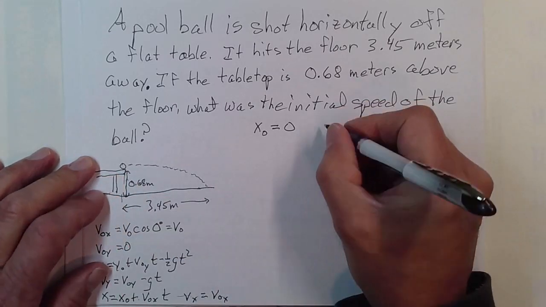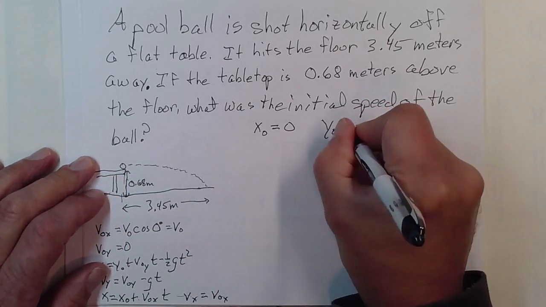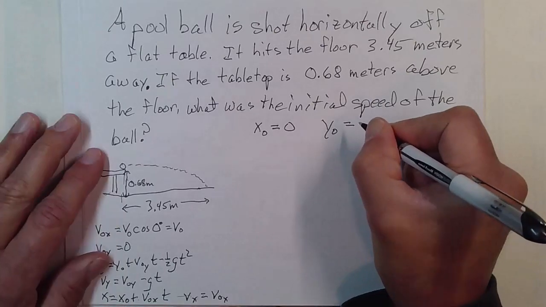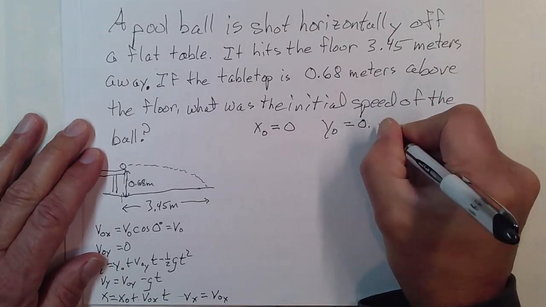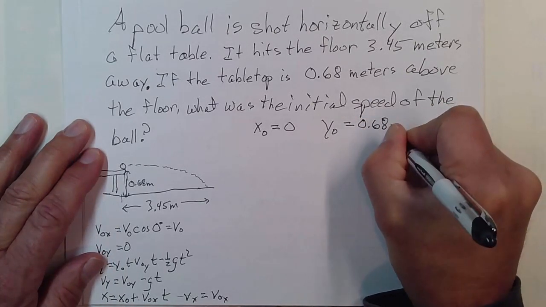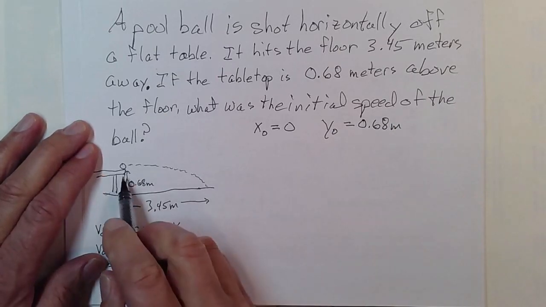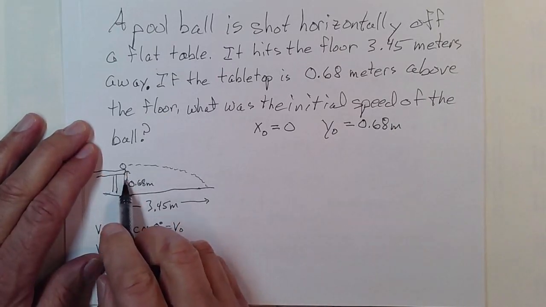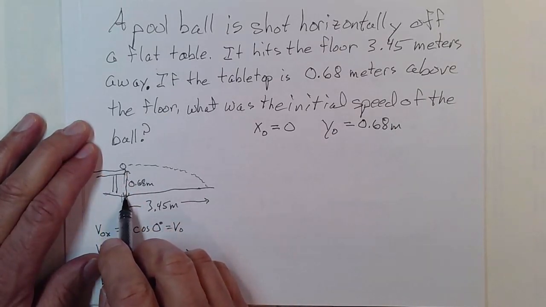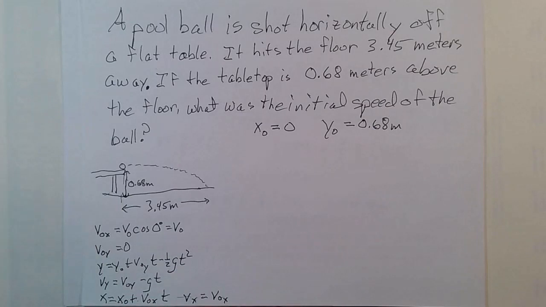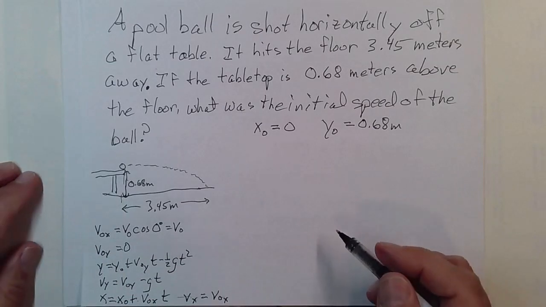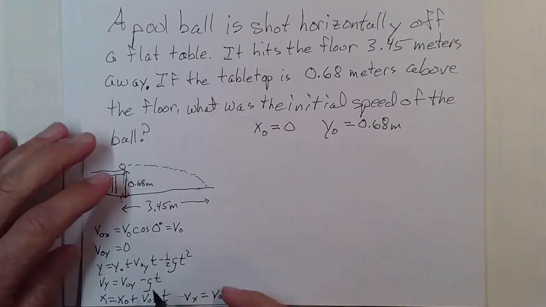But I'm going to let y naught equal 0.68 meters. So I'm choosing as my origin the point directly below where the ball is launched from on the floor. And so y naught has that initial value. That's about as far as I can go for this thing.